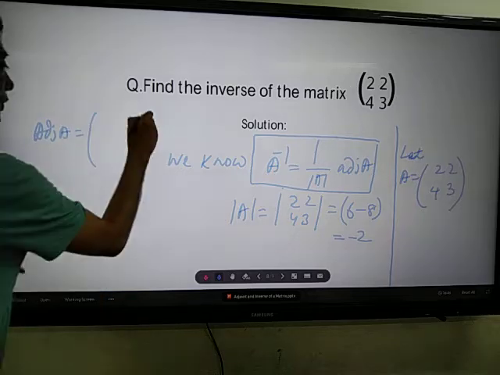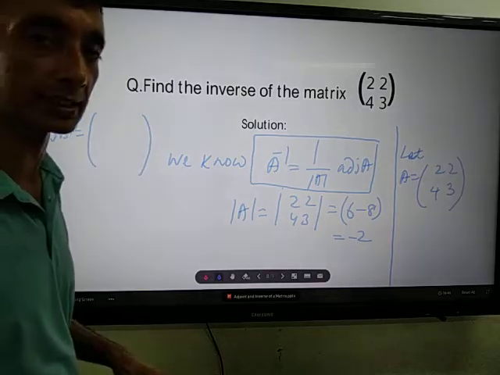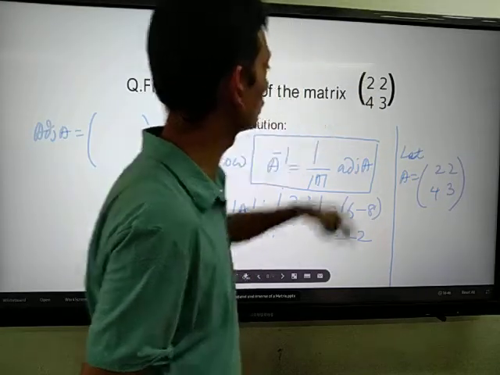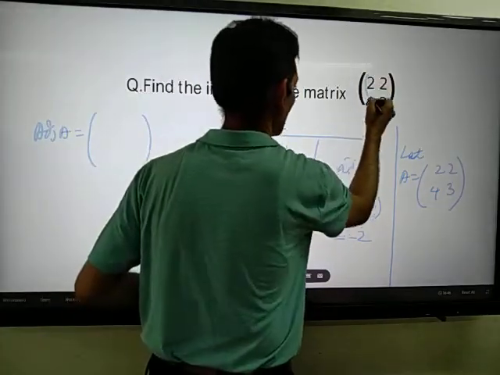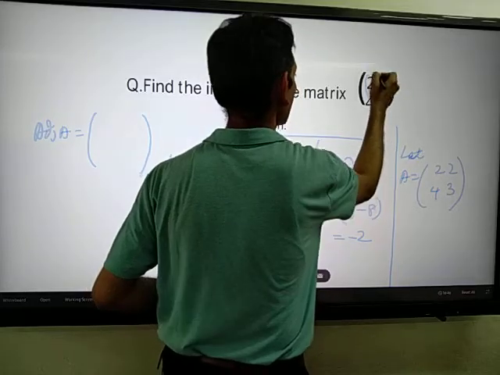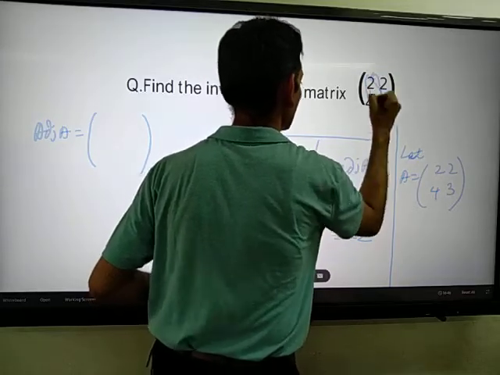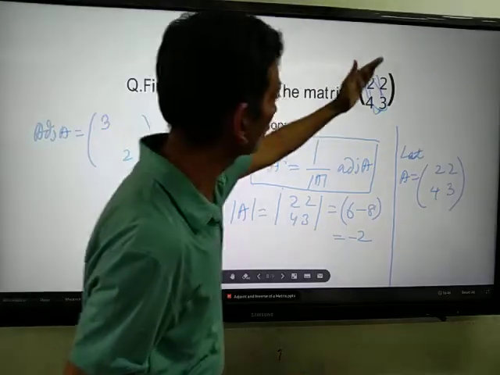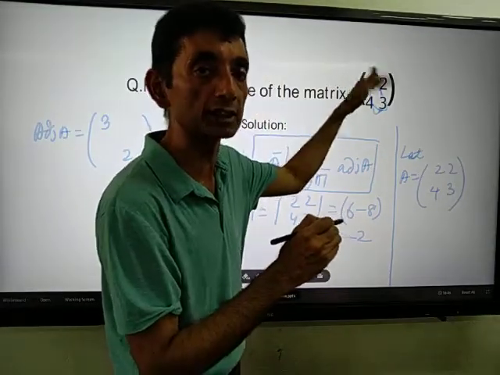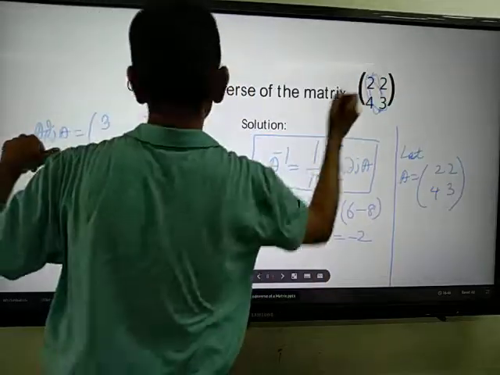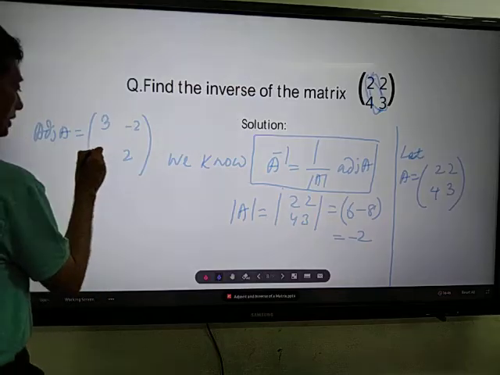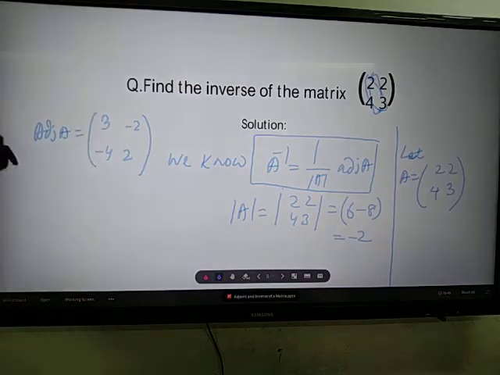How to calculate adjoint of A? In the beginning of today's class I explained how to calculate the adjoint of A. We'll interchange the diagonal elements 3 and 2. Then 3 will come in this position, 2 will come in this position. So it will be obviously 3 and 2. Now the non-diagonal elements we write as they are, but the sign is to be changed. So this 2 will be minus 2 and this 4 has to be minus 4. So this is adjoint of A.